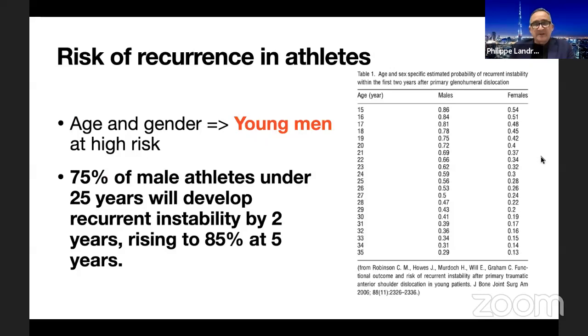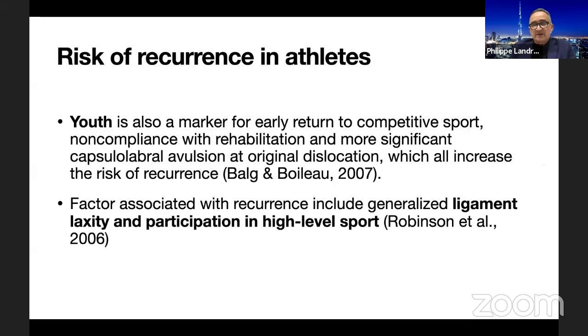There are multiple studies with this statistic, but this one is very nice because it shows that 75% of male athletes under 25 years old will develop recurrent instability by 2 years, rising to 85% at 5 years. If we look at other people, youth is also a marker of risk, with early return to competitive sport, non-compliance with rehabilitation, and more significant capsulolabral avulsion. Of course, it's multifactorial. It's not only the age and the sport activity. For example, ligament laxity and participation in high-level sport were shown to be a higher risk of recurrence.